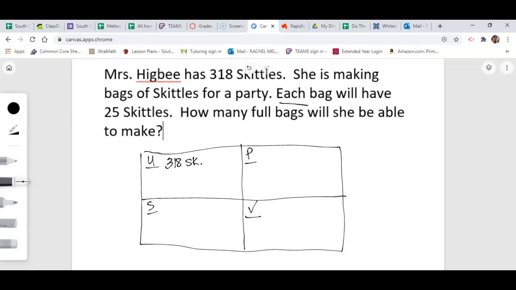Now, each is definitely a key word. So each bag will have 25 Skittles. I want to know how many full bags I will get.